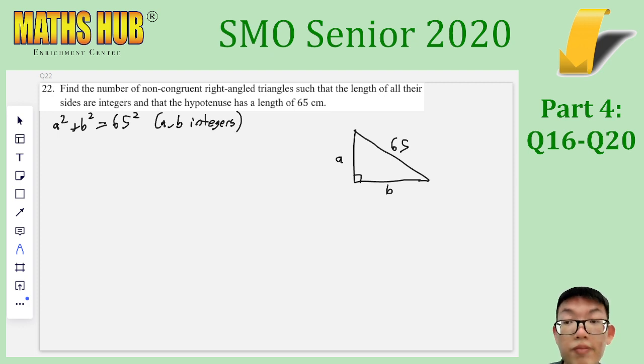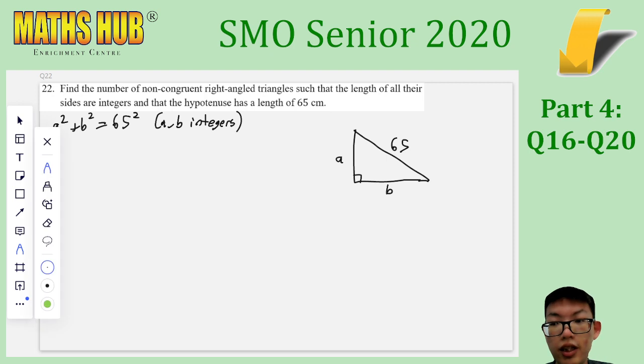Now, a squared plus b squared equals 65 squared. You might ask, then, how do we do this? Well, one way, which is a little bit unpleasant, but might be our only resort if we have not encountered such a question before, would be to just do a very slow listing method.